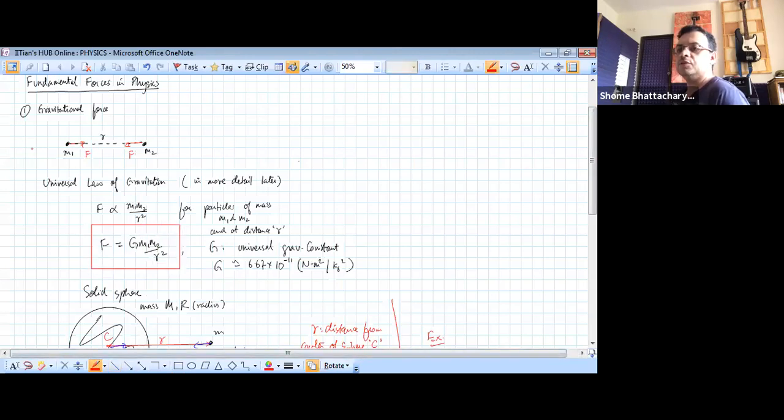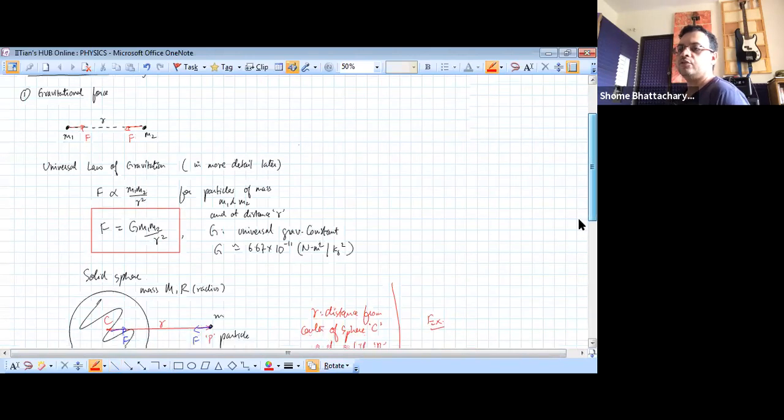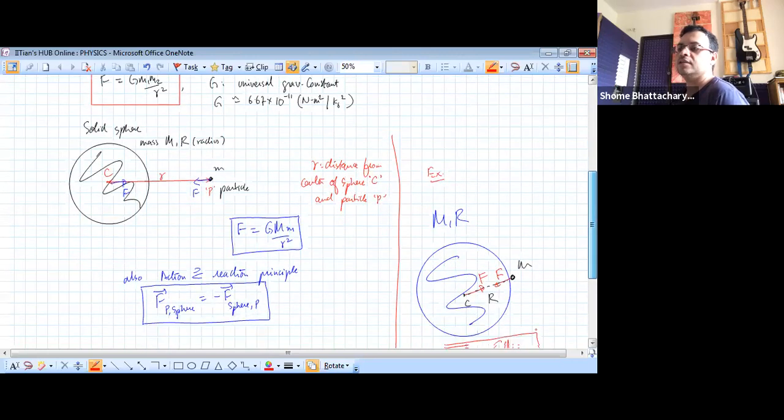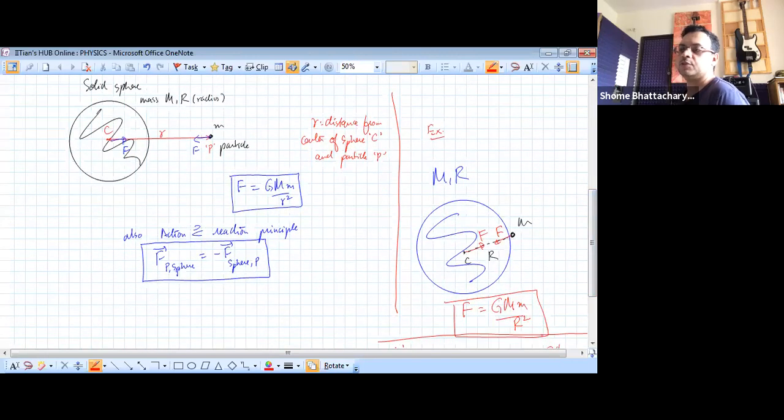Now, if you replace one of the particles with a solid sphere of mass capital M and radius r, but the distance from the center of that sphere to the other particle is r, then the formula of force is the same. Only instead of the distance between the two particles, r now represents the center-to-particle distance. And if it just so happens that the particle is not at a distance r, small r, larger than the radius, but is right on the surface, then small r just becomes capital R, and the formula of force becomes like this.